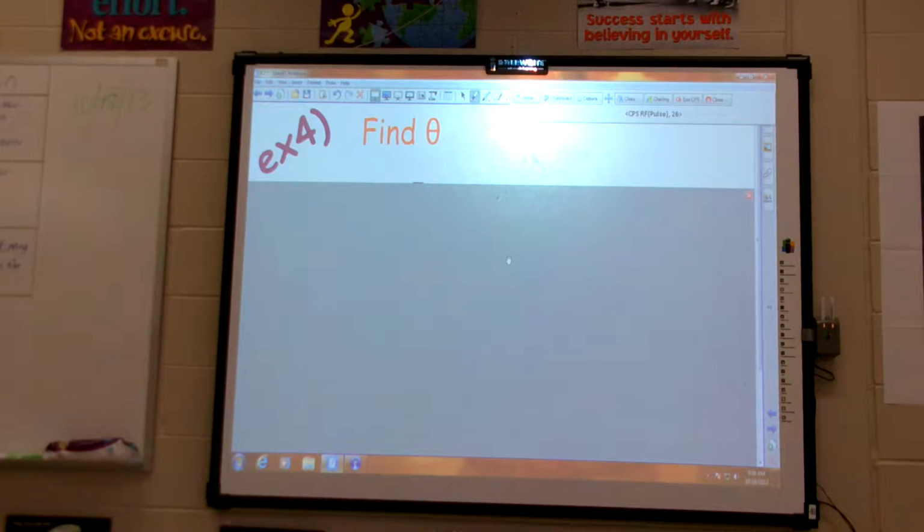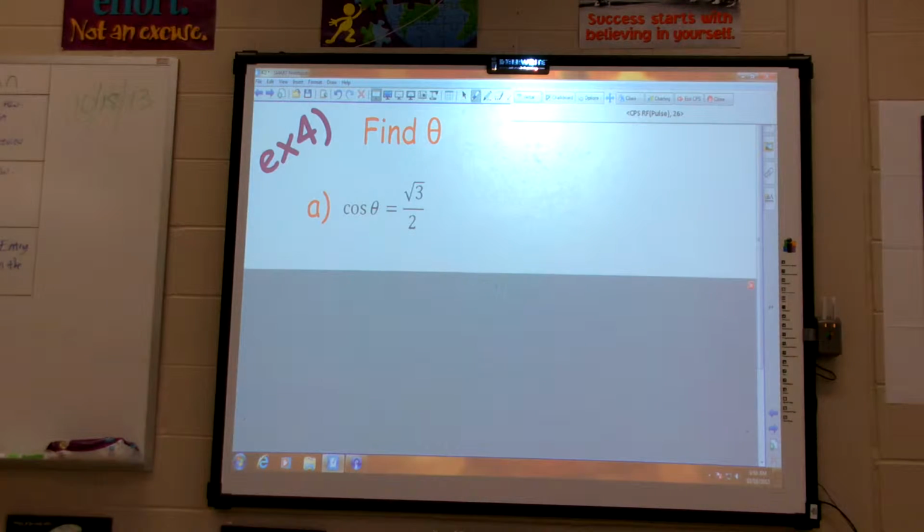Okay, so first one I want to find: cosine theta equals square root of 3 over 2. Now think, if that has a square root of 3 in it, which triangle did I use? The 30, 60, 90. We're just going to draw two good ones there, because it's the only one that uses square root of 3, right? So now, of course, you never look at the 90 degree.